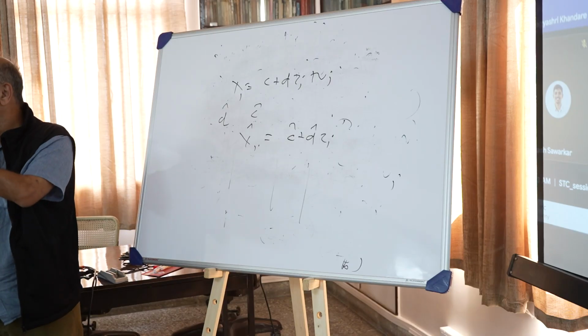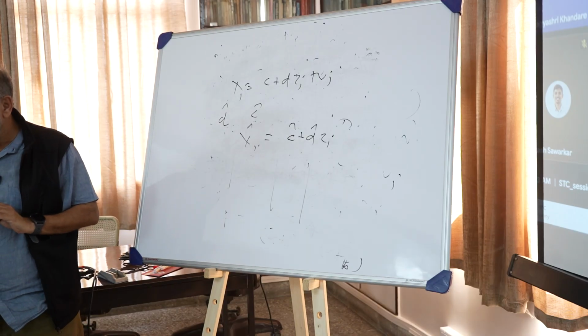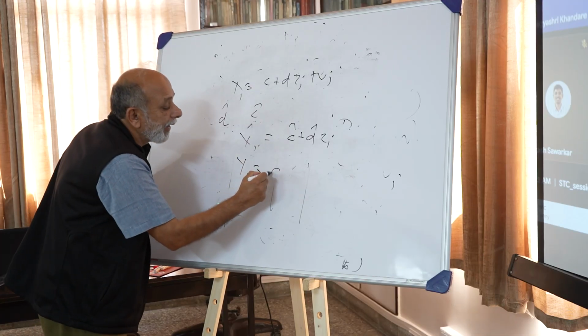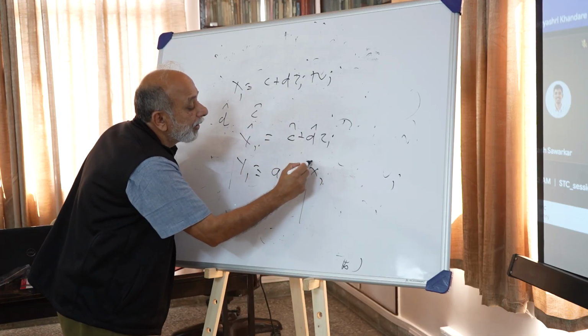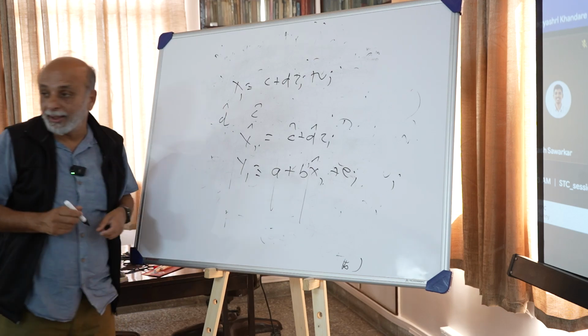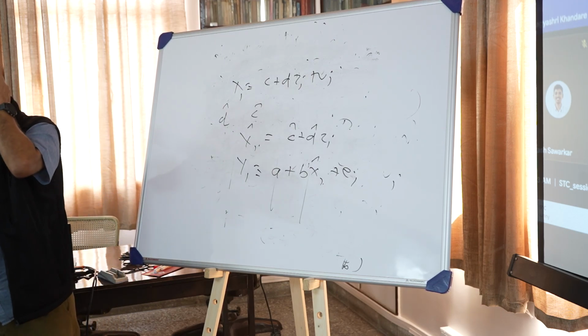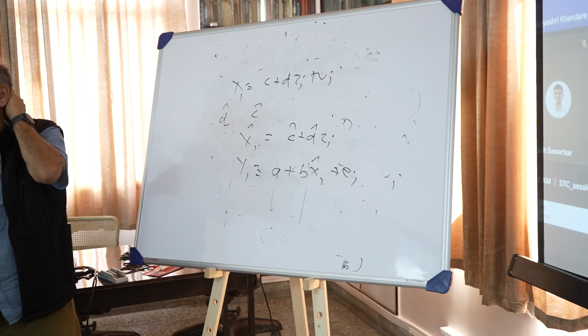So what do you have? You have the estimated values of x hat. And finally, in your regression now, A plus B, use x hat i plus Ei.